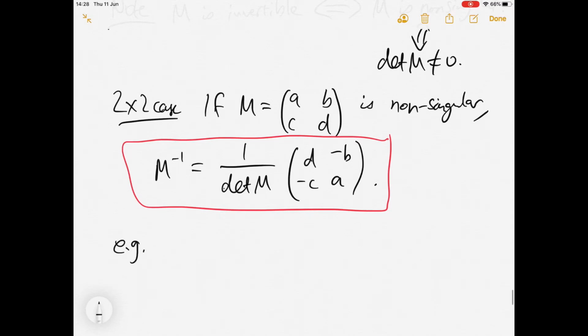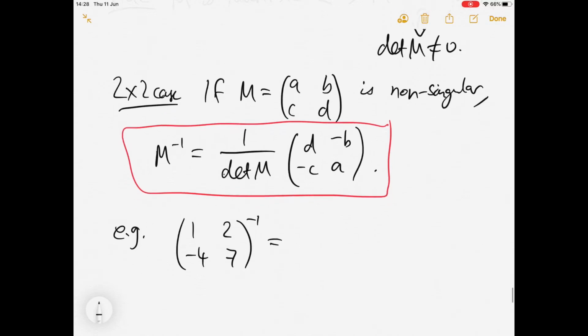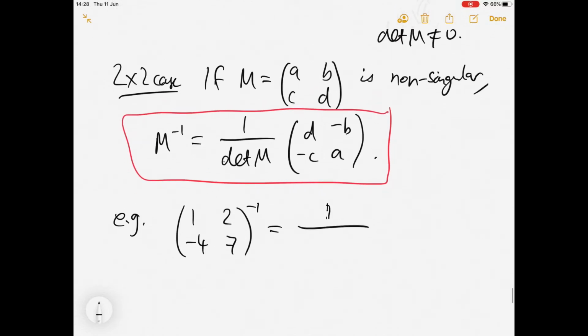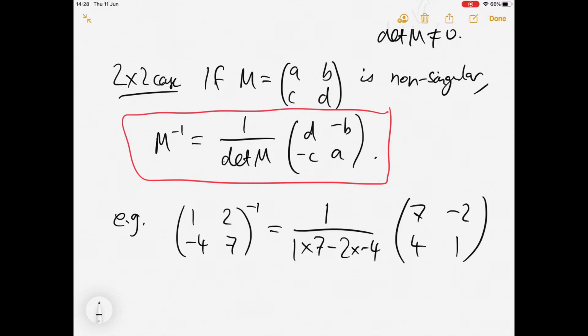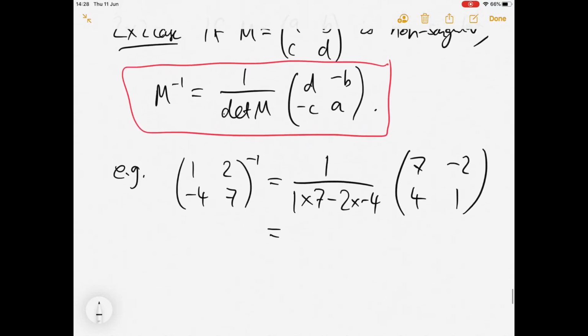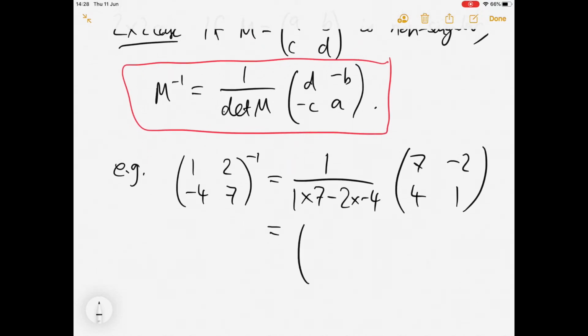We've observed this doesn't exist if the determinant of M is 0, because we can't divide by 0. Let's see a quick example. If we have the matrix 1, 2, minus 4, 7, let's find the inverse. It's 1 over the determinant, so 1 over 1 times 7 minus 2 times minus 4, and then we swap A and D, and negate the other two entries. 7 plus 8 is 15, so this is 1/15 of the matrix (7, -2; 4, 1), which is 7/15, minus 2/15, 4/15, 1/15.